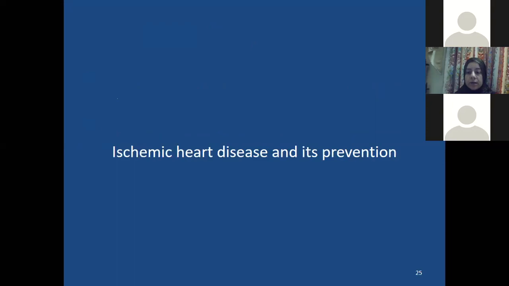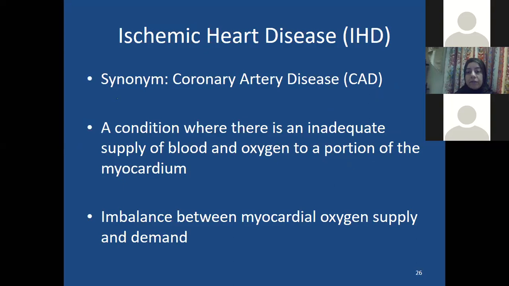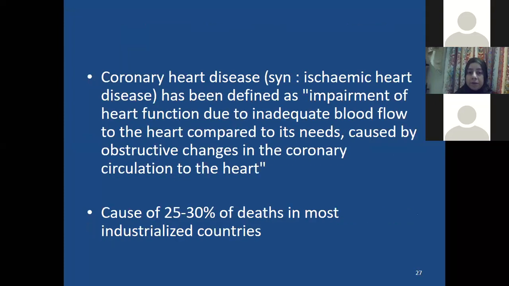Now coming towards our next topic, it's ischemic heart disease and its prevention. By the way, most of these slides have been taken from your textbook, Park and Ilyas Ansari, the authors, and from WHO websites. So ischemic heart disease, the synonym is coronary artery disease. You can call it coronary heart disease. It's a condition where there is an inadequate supply of blood and oxygen to any portion of the myocardium. And it's an imbalance between the myocardial oxygen supply and the demand.